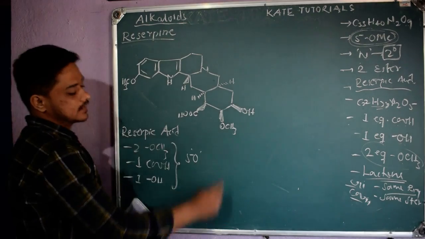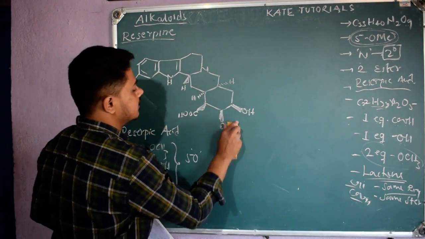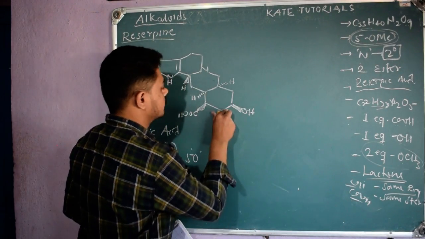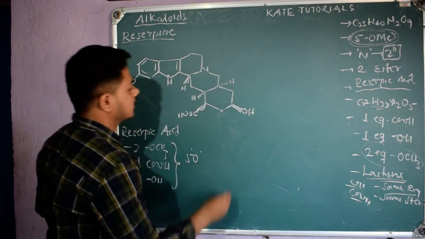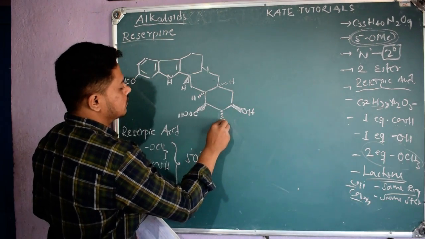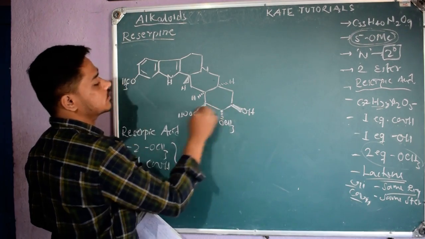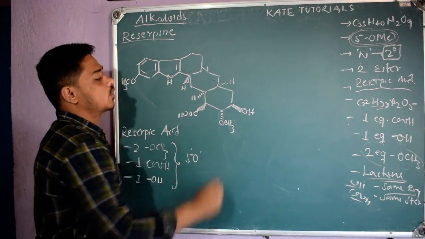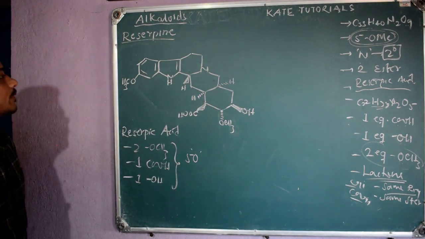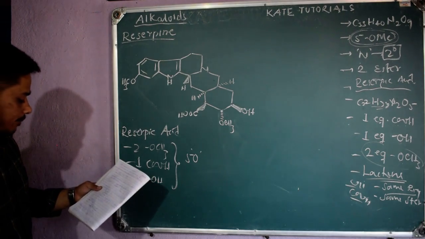Also they numbered it. So this OCH3 is not above, this OCH3 is below. These things were above, and this was below. So this is the structure of reserpic acid, and they numbered it like this.